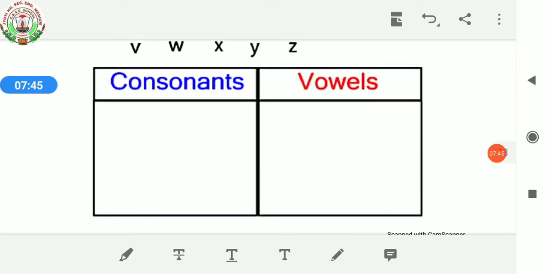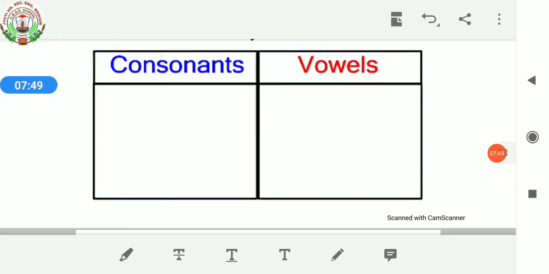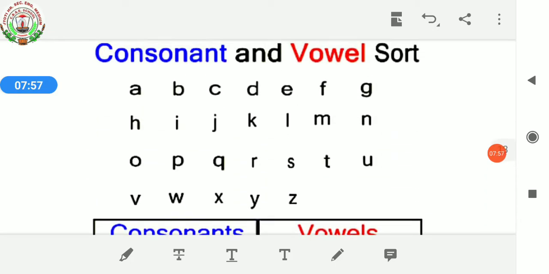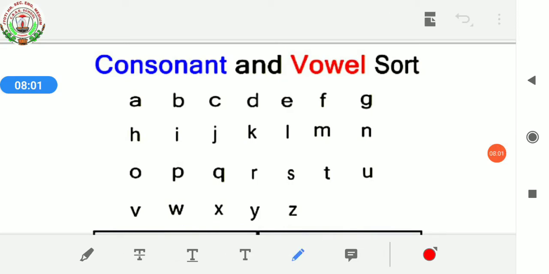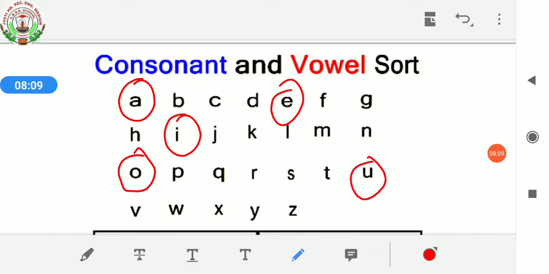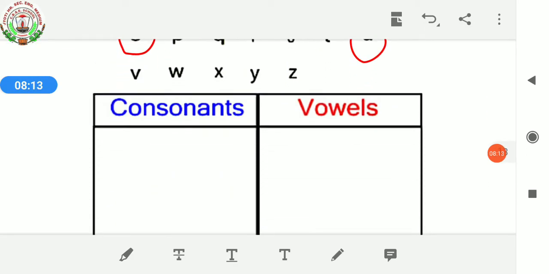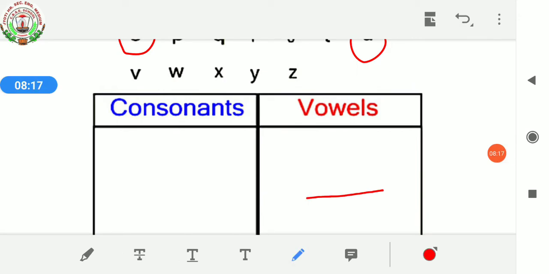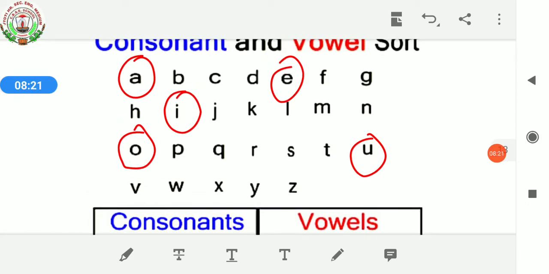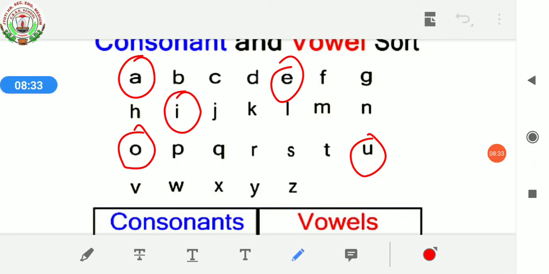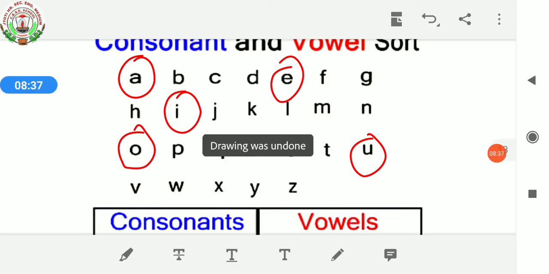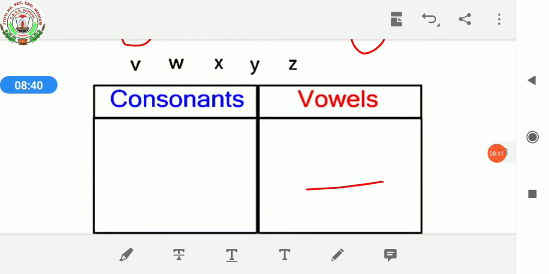Then you have to draw this box in your English copy and write down the heading. One side is consonants and the other side is vowels. First you have to choose the vowels from these 26 letters. As you know, there are 5 vowels: A, E, I, O, U. These 5 vowels you have to write under the vowels. The rest are consonants, that is B, C, D, F, G, H, J, K, L, M, N, P, Q, R, S, T, V, W, X, Y, Z. These 21 consonants you have to write under the heading consonants.